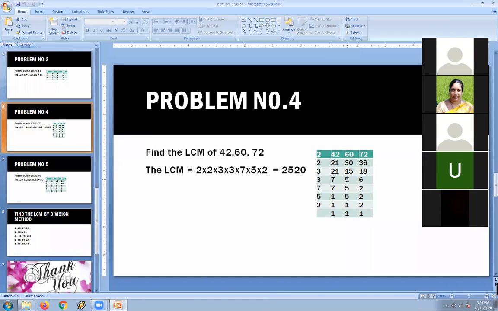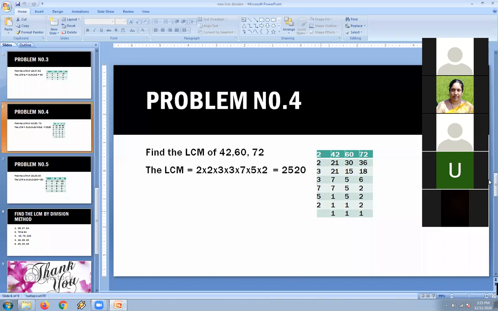But 6 can be divided by 2, so 3 2s are 6. Now we have to divide; the 3 numbers left out are the prime numbers. So this 7 first we are going to remove, then 7 ones are 7, and 5 and 2 will be retained. Then 5 we are going to eliminate: 1, 5 and 7. If you divide this 5, 5 ones are 5. Then 2 will be retained.